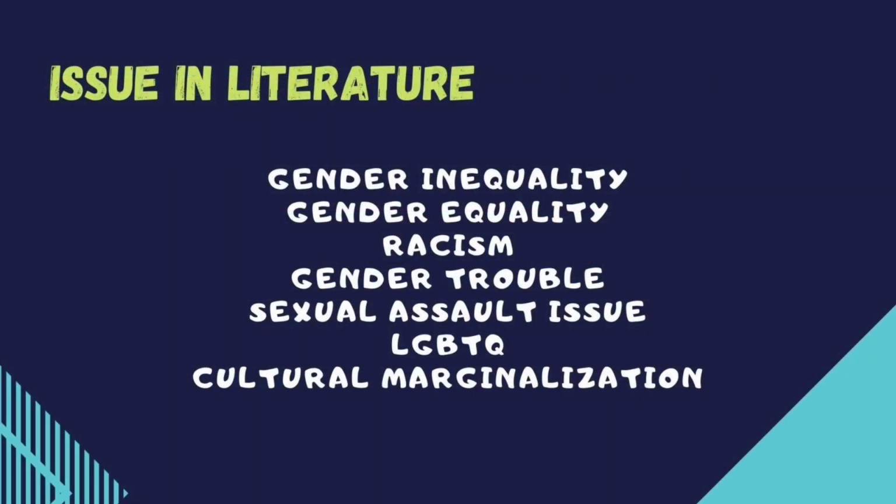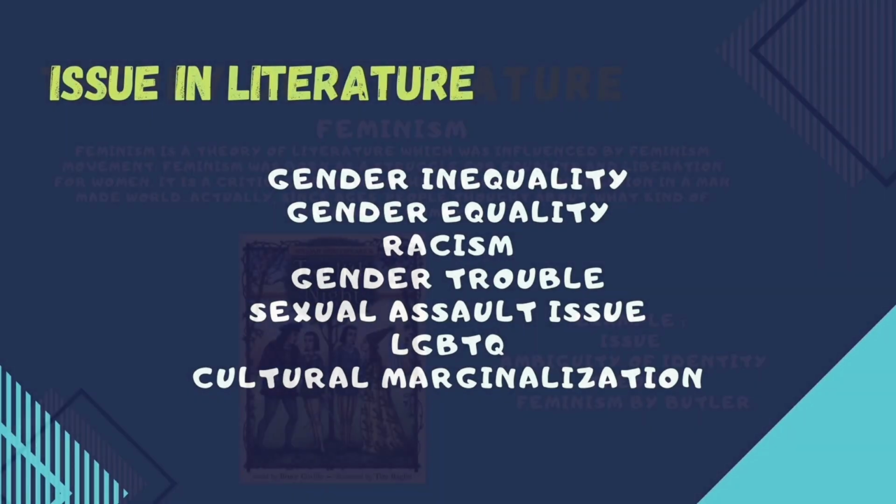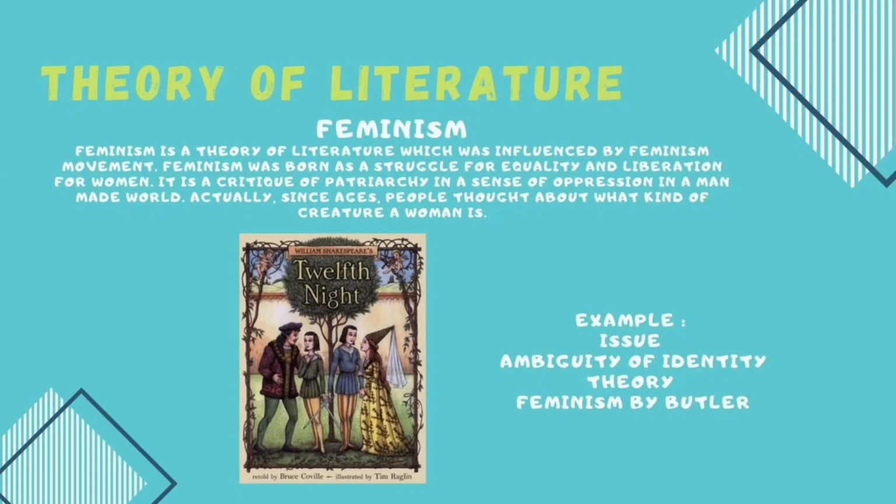And the next is issues in literature, such as gender inequality, gender equality, racism, gender trouble, sexual assault issues, LGBTQ, and cultural marginalization. And the theories of literature. First, feminism. Feminism is a theory of literature which was influenced by the feminism movement. Feminism was born as a struggle for equality and liberation for women. It is a critique of patriarchy in the sense of oppression in a man-made world.